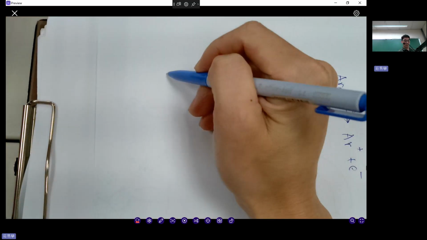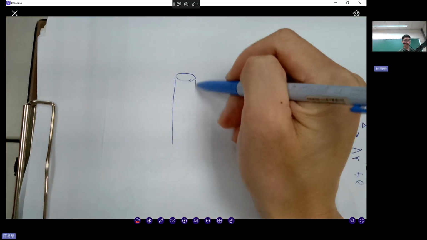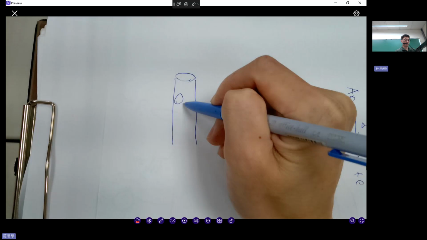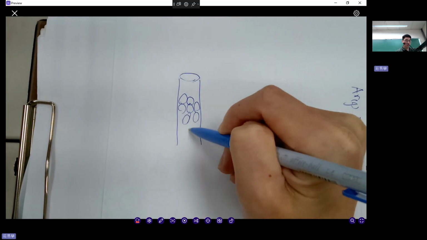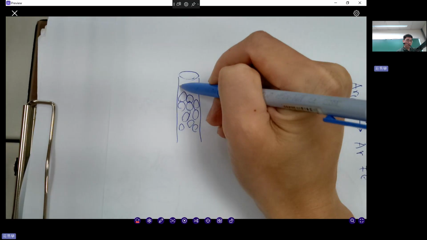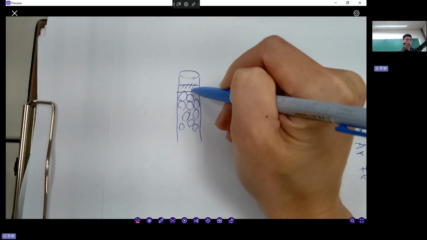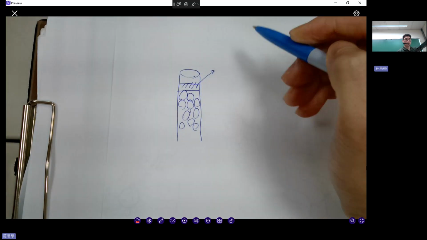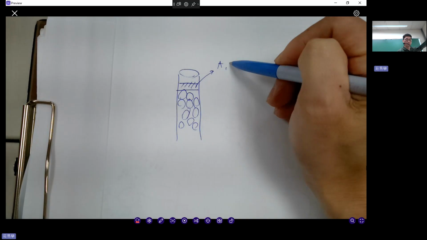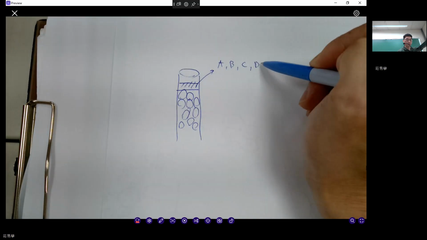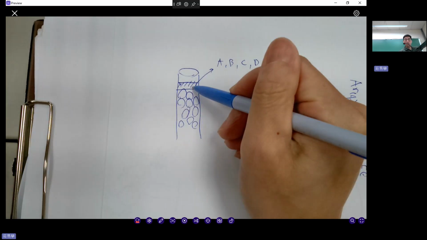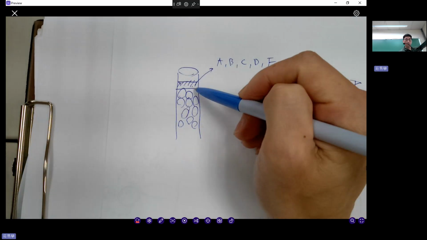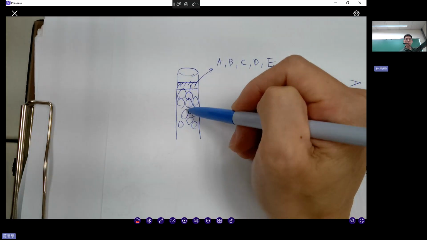So in chromatography, let's say this is a column, and inside the column you have a solid material. And again, when the sample, let's say this is a mixture, you've got 5 compounds, compound A, B, C, D, E. You have 5 compounds, and by gravity, this mixture is falling downwards.